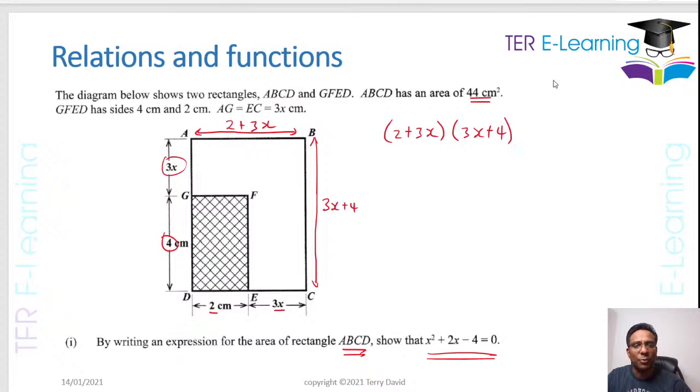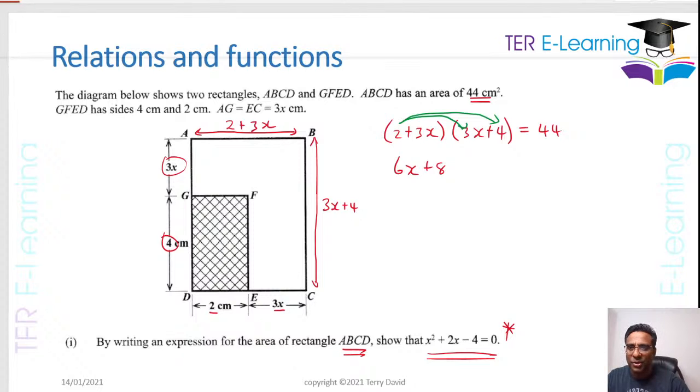But when we work that out, we know that the area should be equal to 44, right? So this is our starting point to be able to show this. Now, how do we multiply those two brackets? We take the first term here, this 2, and multiply it by everything in the second bracket. So 2 multiplied by 3x will give me 6x, and then 2 multiplied by 4 is going to give me 8. So this is 6x plus 8.